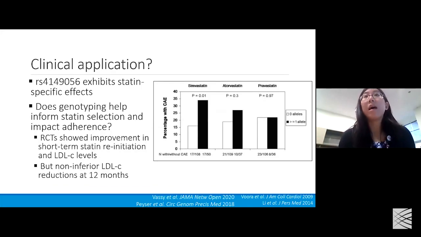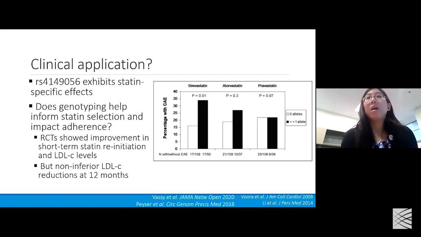What's also interesting is that the risk of myopathy from this variant appears to be statin specific. So in this figure, you can see that the percentage of individuals with adverse event is higher in those who carry the allele if they're on simvastatin, and lower with atorvastatin, and almost no difference by genotype looking at pravastatin. And so this is an opportunity to use genotyping for this variant to inform statin selection and potentially impact adherence.